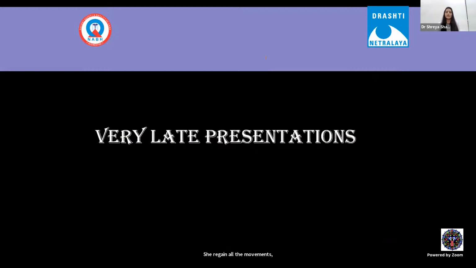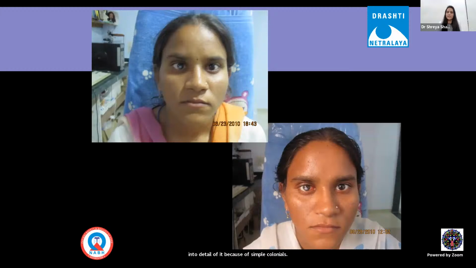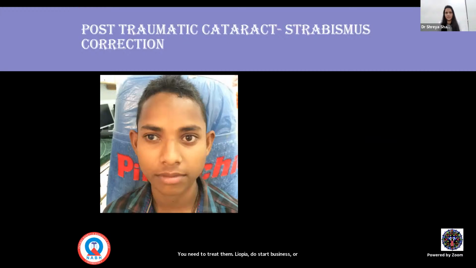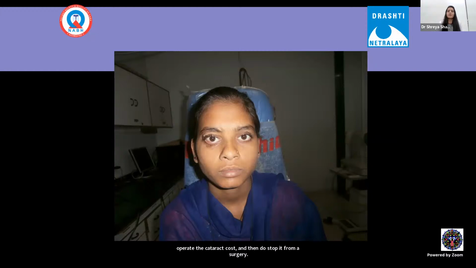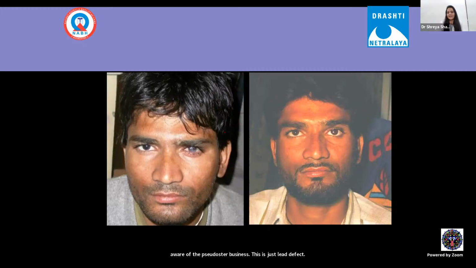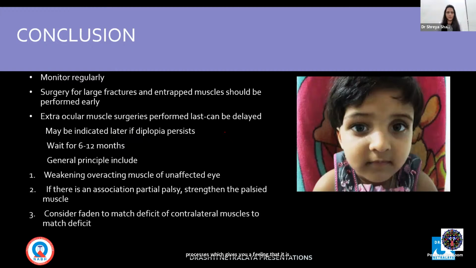Because of a simple corneal scar, you need to treat the amblyopia, do strabismus, or operate the cataract first and then do strabismus surgery. So this is the strabismus correction after cataract surgery. Be aware of the pseudostrabismus. This is just lid defect. It is not the strabismus. This is just a prosthesis which gives you a feeling that it is a strabismus but it is pseudostrabismus.